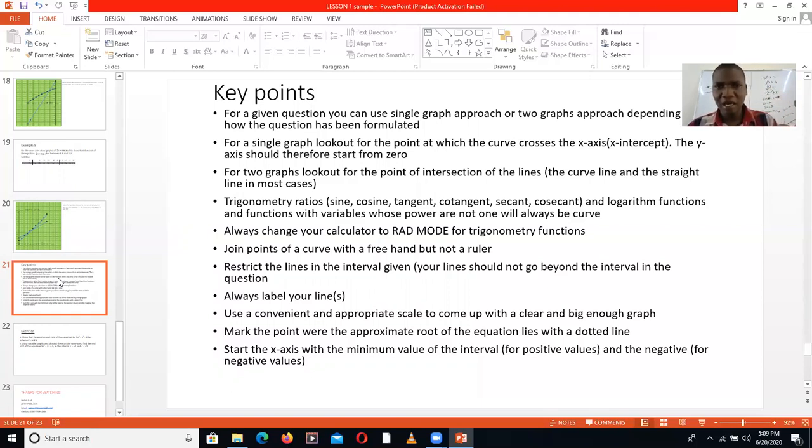And this is always the first part. So if you fail from here, then all the other parts will be wrong. And how do you fail? By not following these key points. By not following these key points. Not drawing a smooth curve, joining them using a ruler, will make you fail also.